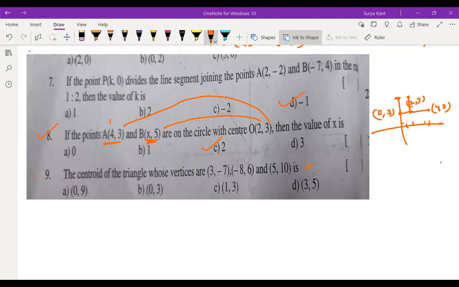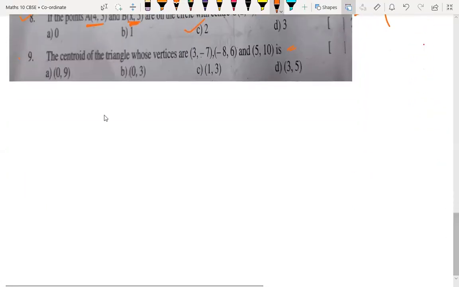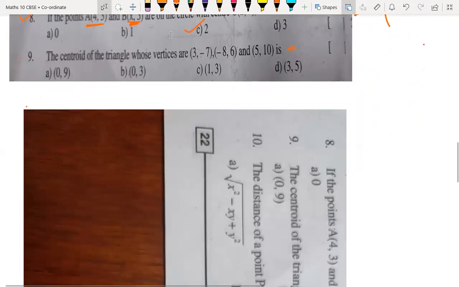If I copy, can we rotate in OneNote? Yeah, we can rotate. Can we rotate in OneNote? I think so, sir. I don't think we can rotate here. I have never tried.